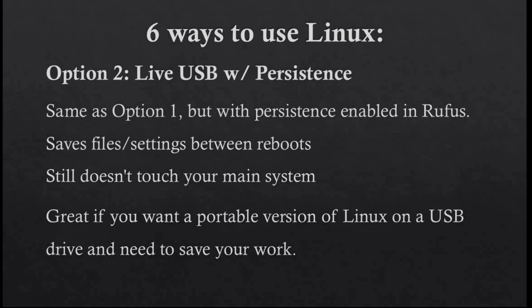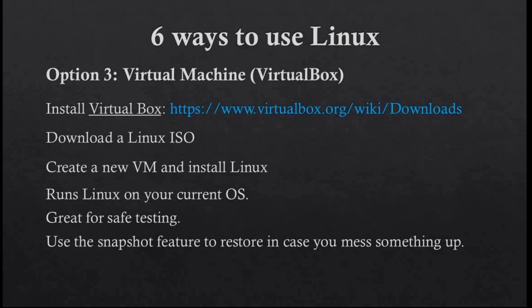The third option is to create a virtual machine. For this option, you will install a hypervisor, something like VirtualBox. You can see the URL on your screen. Just go to that site and download the software and install it on your computer. You'll also need a Linux ISO like Ubuntu, and this will allow you to have a full functioning Linux system on your current computer. You can also take advantage of the snapshot feature, so if you mess anything up on your system, you can restore a previous version and be right back up and running.